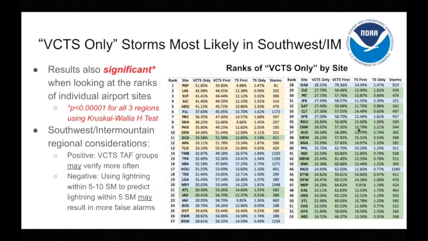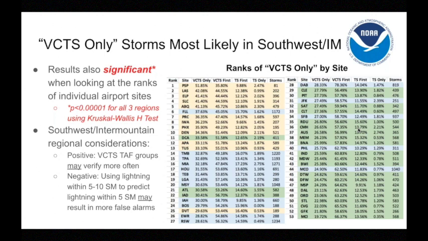So here we have all 53 sites, and it better illustrates just how dominating the Southwest and Intermountain sites are in the top ranks, and how inland sites are for the most part in the bottom ranks. As you can see, the Southwest Intermountain region makes up 11 of the top 13 ranked sites, with Deer Valley being an outlier down at 25.